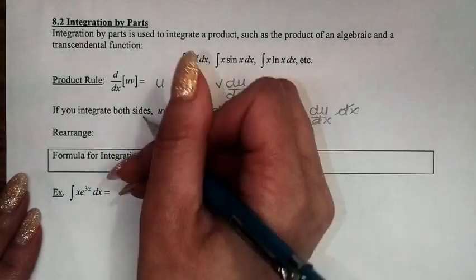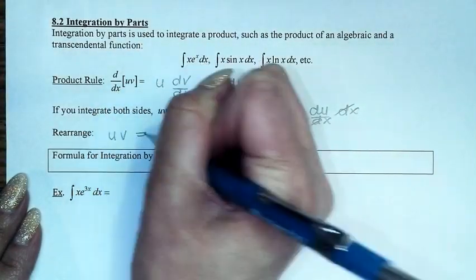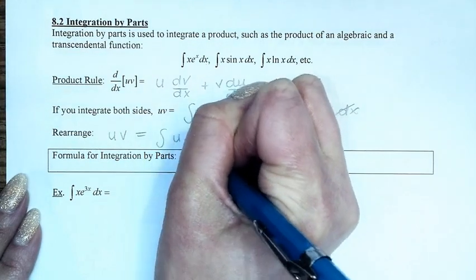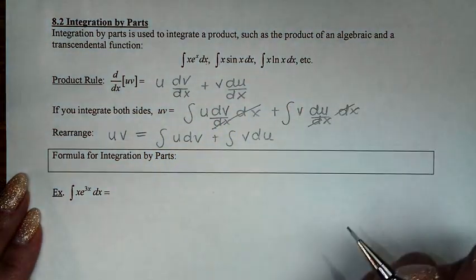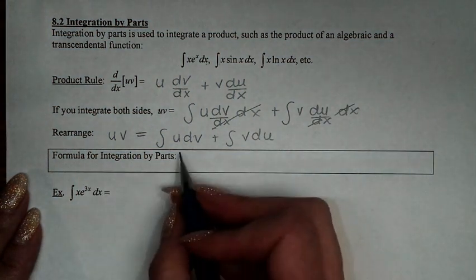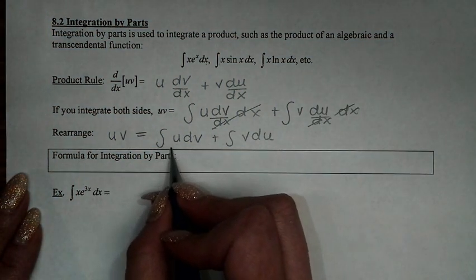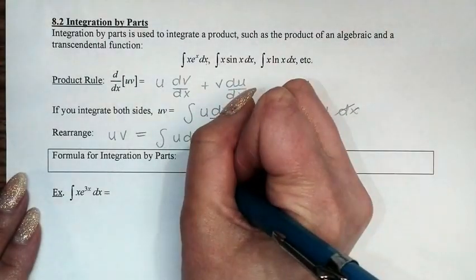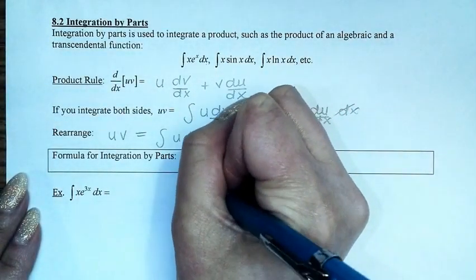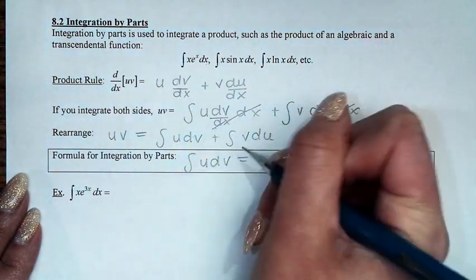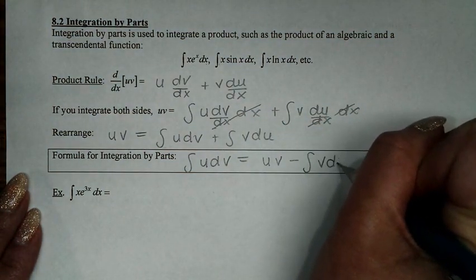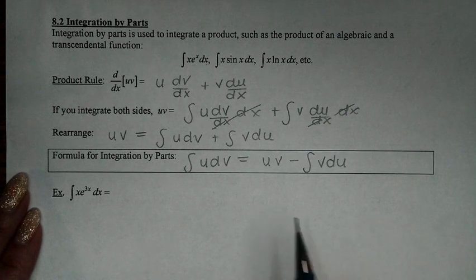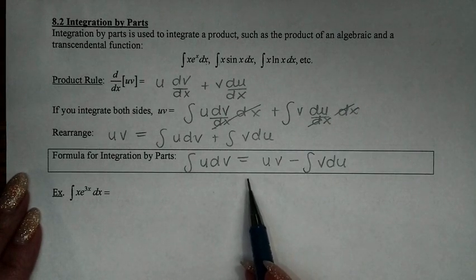So what you rearrange here is you have that uv is going to be equal to the integral of u dv plus the integral of v du. Okay, so the formula for integration by parts is pretty simple because we're going to solve it for this one. So the formula for the integration by parts is: the integral of u dv is going to be equal to u times v minus the integral of v du. Okay, so this is the formula for the integration by parts.